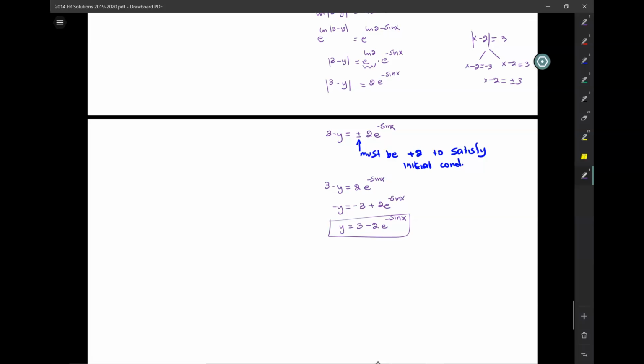And we don't need to do anything else really, like no restrictions, because the domain of exponential functions is all reals. Sine x, the domain of that is all reals. So this is it. We are good to go.